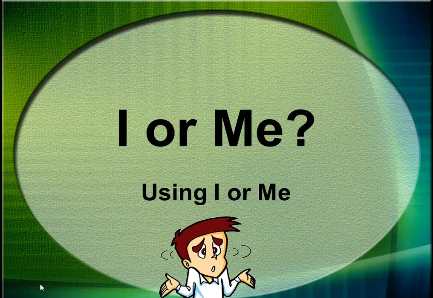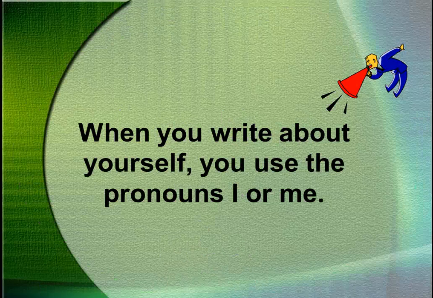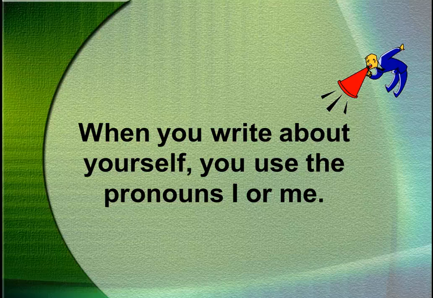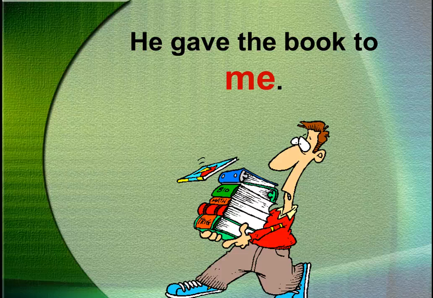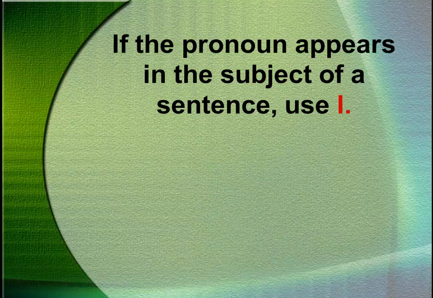Alright kids, today we're going to be talking about I or me. When do you use I and when do you use me? So when you write about yourself, you use the pronouns I or me. I like to go to church. He gave the book to me.